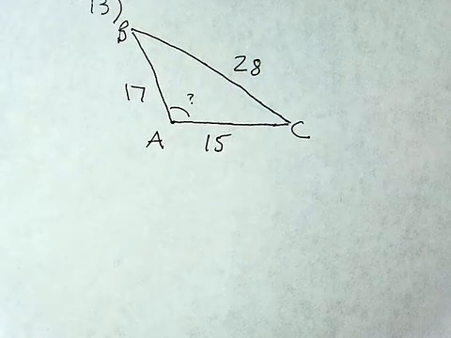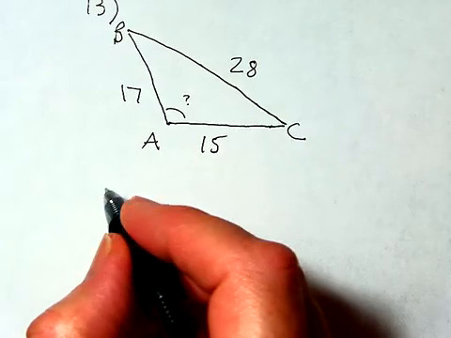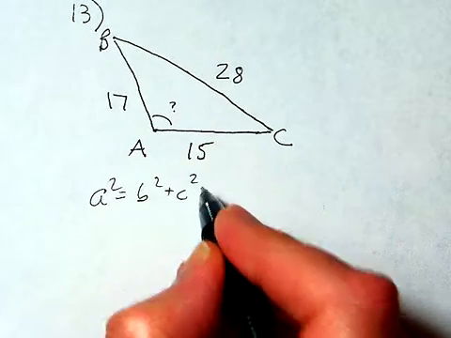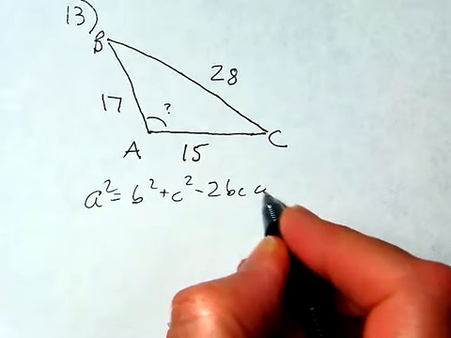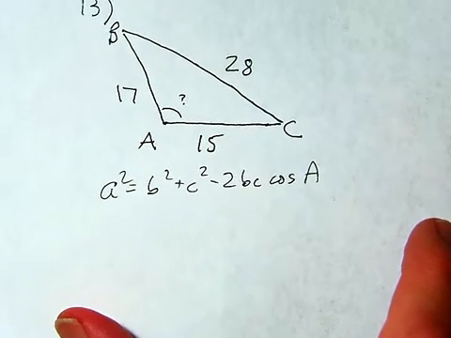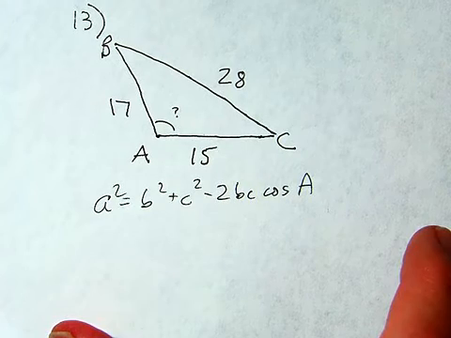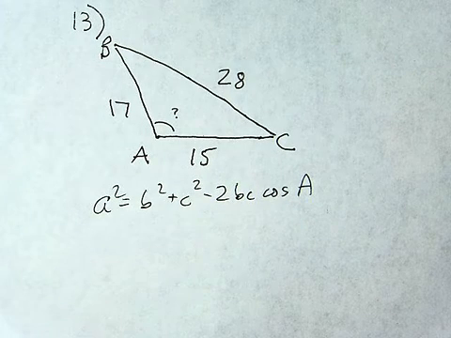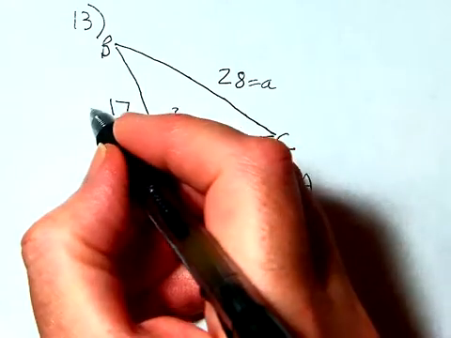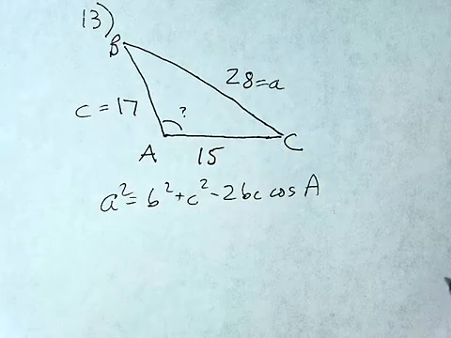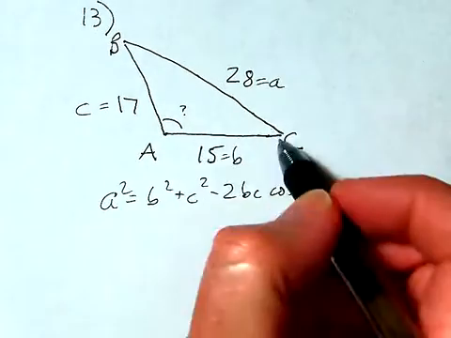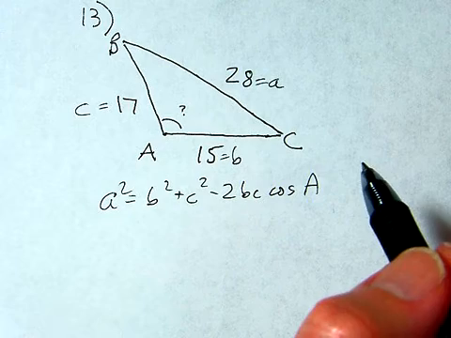So we know that the formula we have to use is going to be a squared equals b squared plus c squared minus 2bc cosine A. So let's go ahead and make sure first that we know how to label our sides correctly. So we know that 28 is little a. In the way I've labeled them, 17 is little c, and 15 is little b because it's opposite big B, opposite big C, and opposite big A.